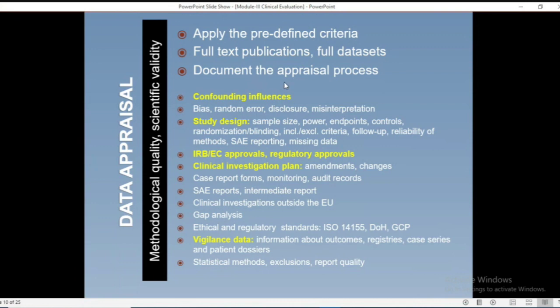Document the appraisal process. How do you do the appraisal process? How do you validate the information of those data? That should also be documented. Co-founding influence means if a group of people is going to do this, there must be someone who has better experience in a different field. So with co-founding experience, all together you can form a file, not giving importance to just one person. Every thinking or every thought has this importance. That is co-founding influence. Bias, random error, disclosure, misinterpretation.